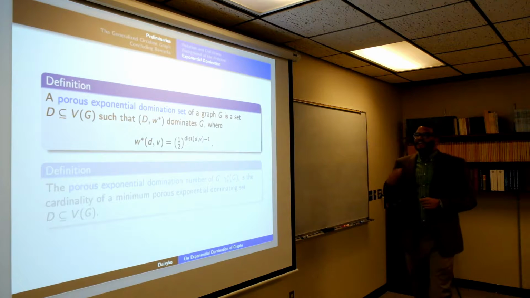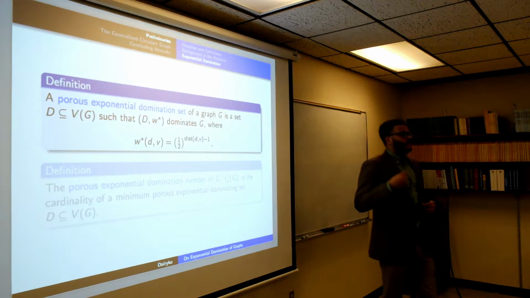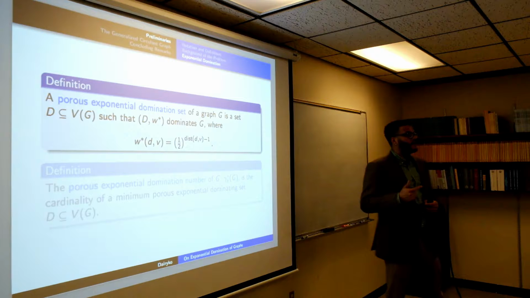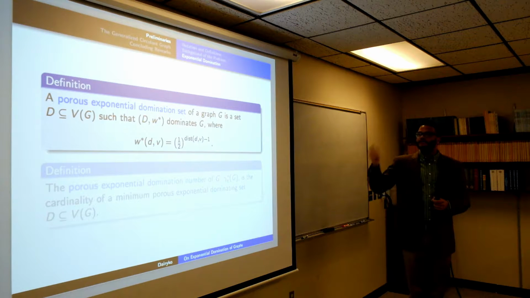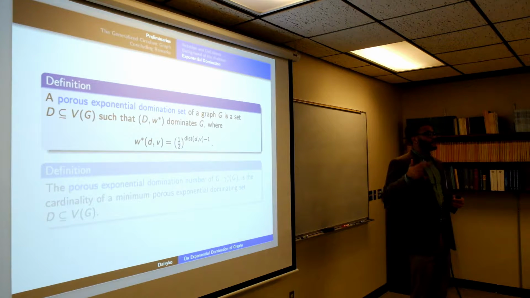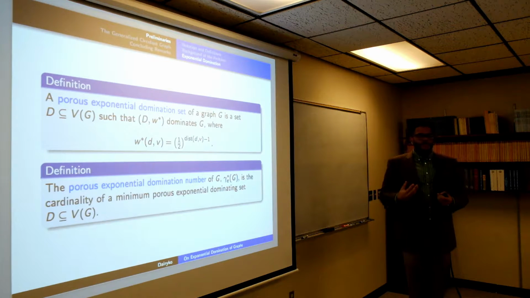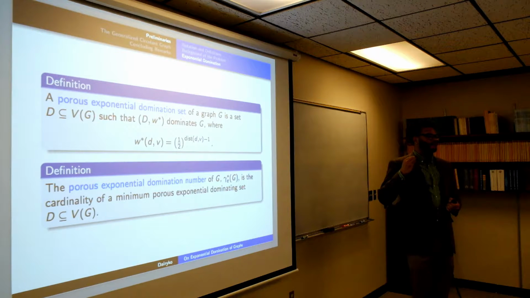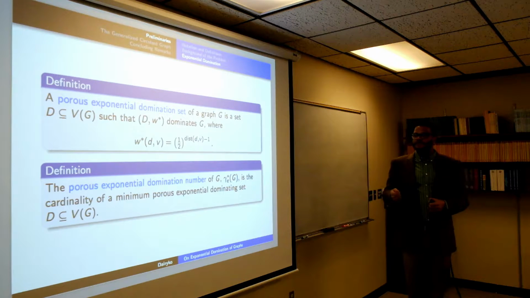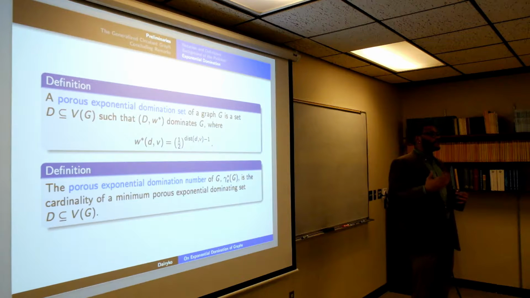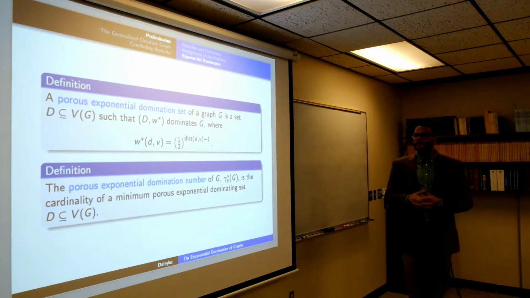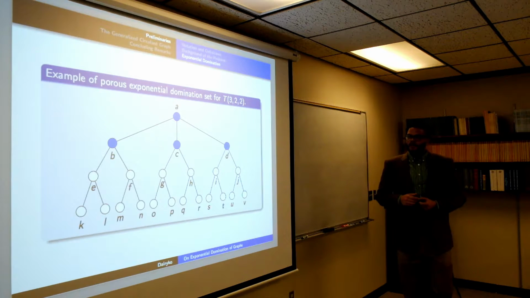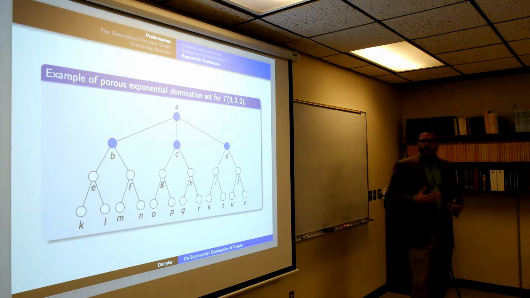Okay, so a set of vertices D is considered to be a porous exponential domination set if the set D along with the weight function W star dominates the graph. Then we're interested in minimization here, so we want to find the smallest porous exponential domination set. So the porous exponential domination number is just the size of the smallest porous exponential domination set.